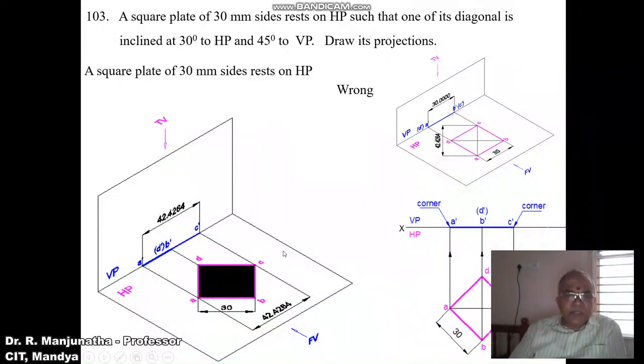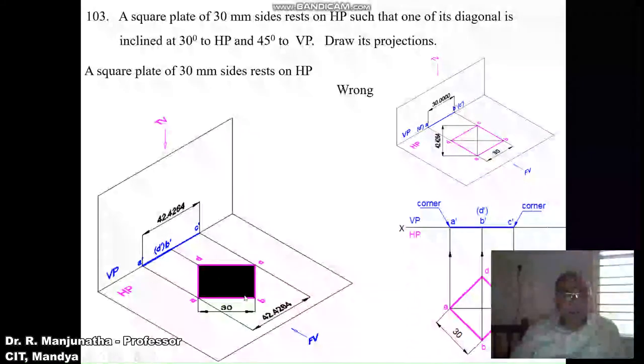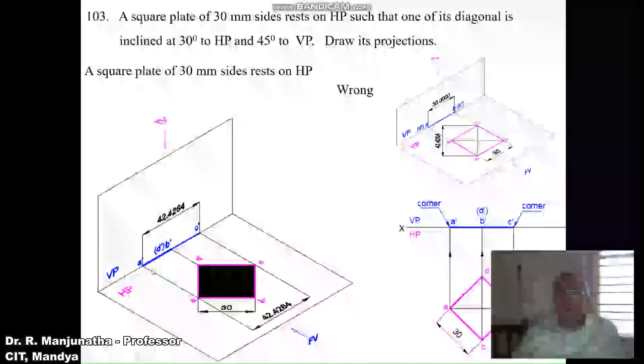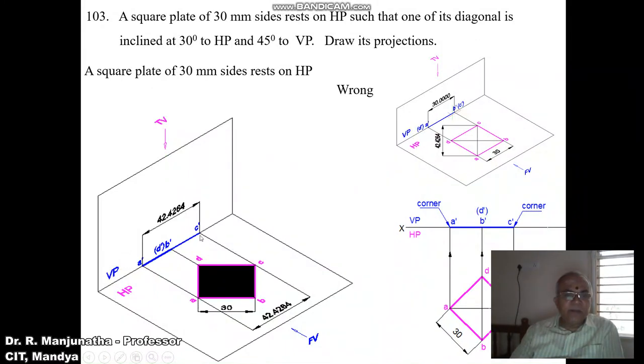Therefore we need to keep the diagonal parallel to HP. To keep the diagonal parallel to HP, the initial position has to be the corner. When you see from the front view, ABC is near to the observer, so A dash, B dash, C dash is visible, and D is away from the observer, so D dash becomes invisible. As you see from the top view, all the sides are resting on HP, so you're going to get the true shape here. You can keep the square in the corner position as the surface is parallel to HP, so you're getting the true shape, and it is perpendicular to VP, so that is the reason you are getting a line in the front view.